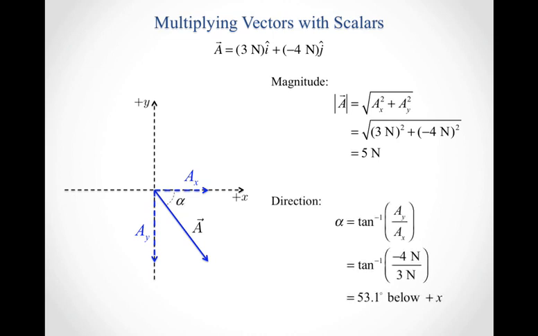And again, in terms of its direction, I can calculate a direction or an angle alpha relative to the x-axis by putting y component over x component in my inverse tangent function. And here what I get is that's going to be 53.1 degrees below the positive x-axis. That's the angle alpha.